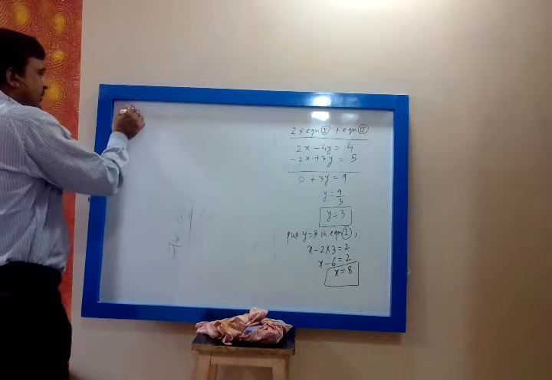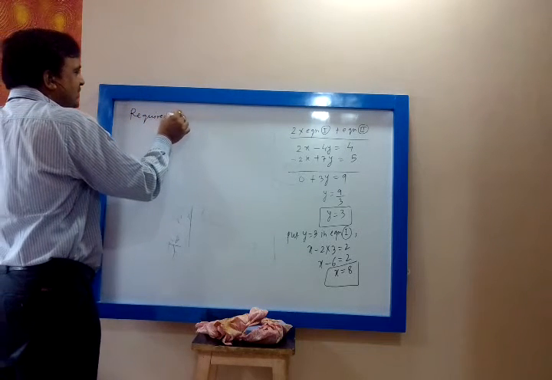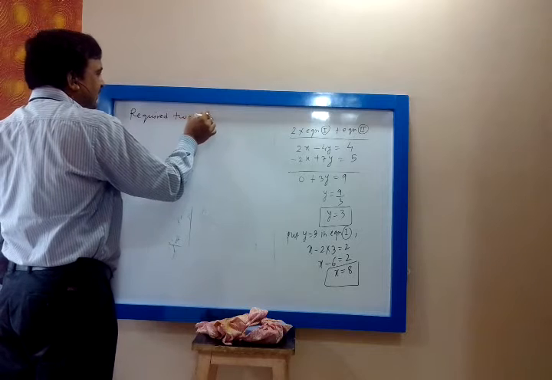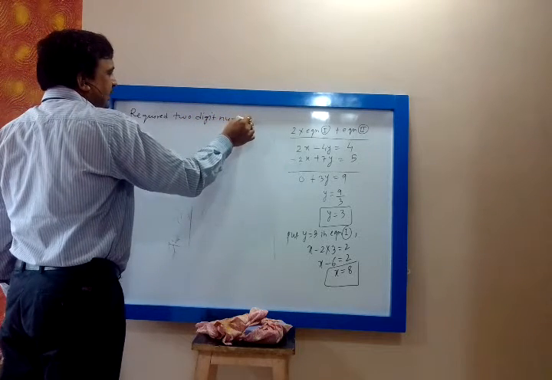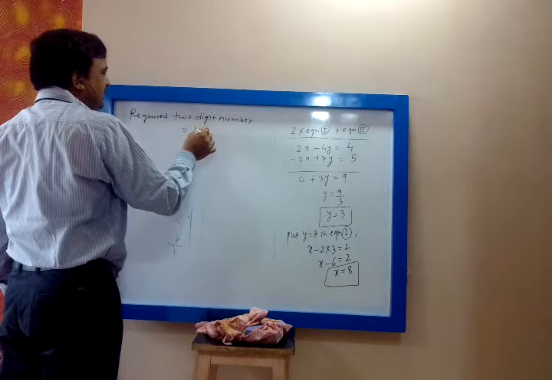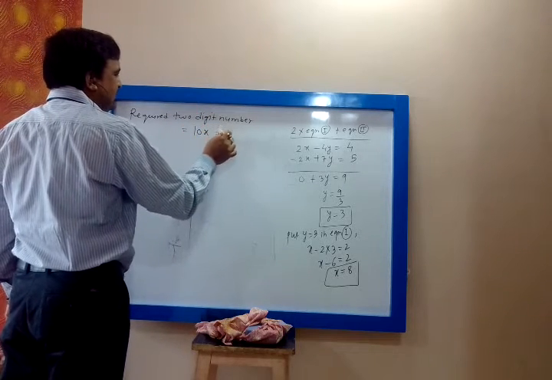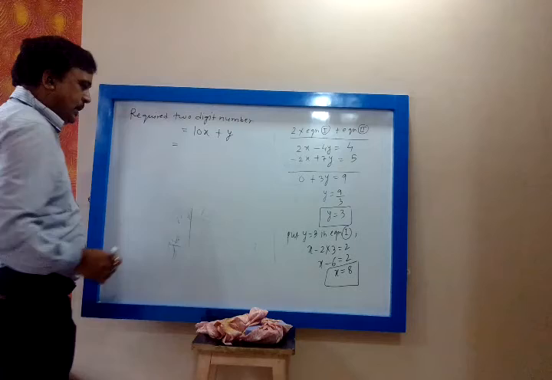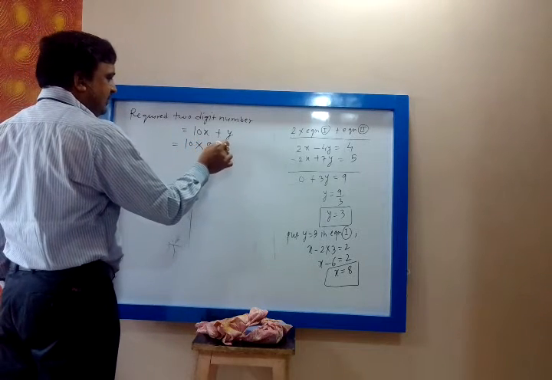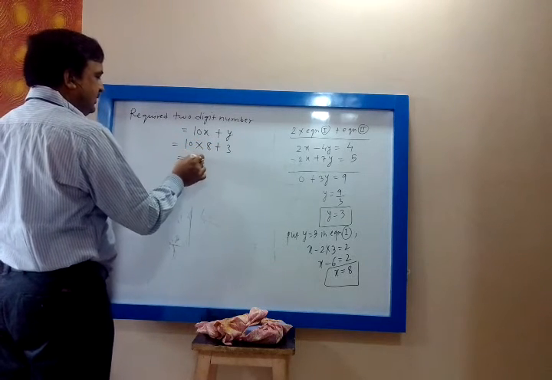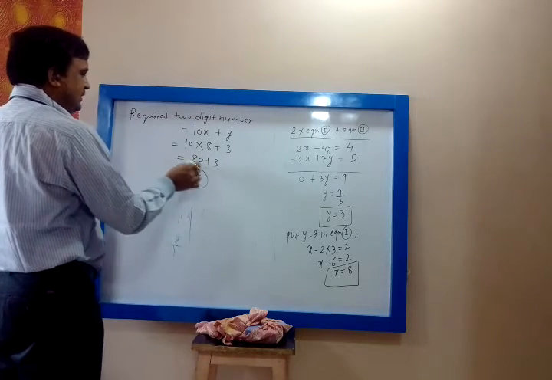So x is 8. Required two digit number is 10x plus y, because we have taken tens place as x. So 10 into 8 plus y is 3, that is 80 plus 3, that is 83. Check the answer behind.